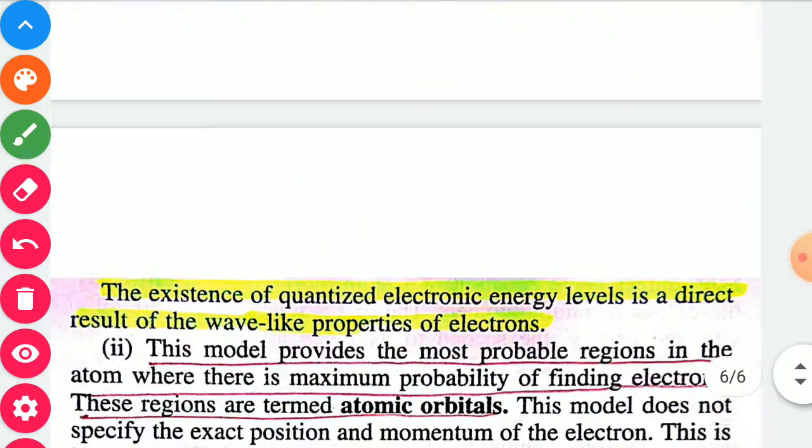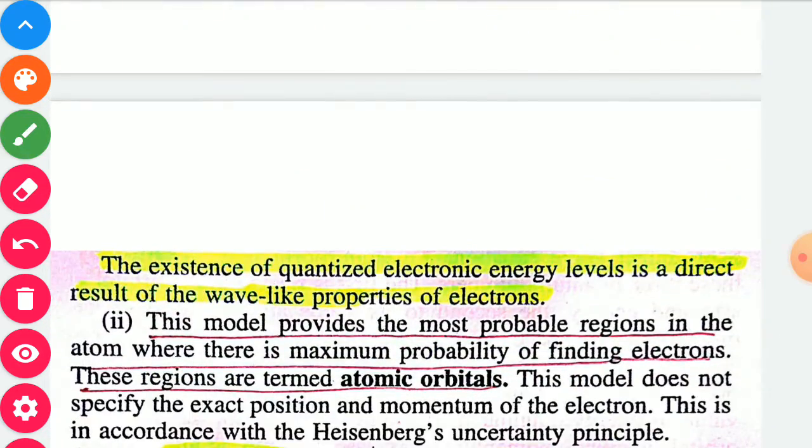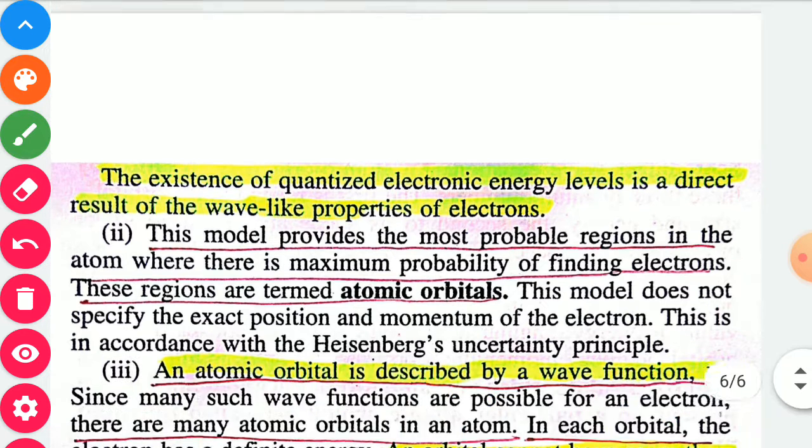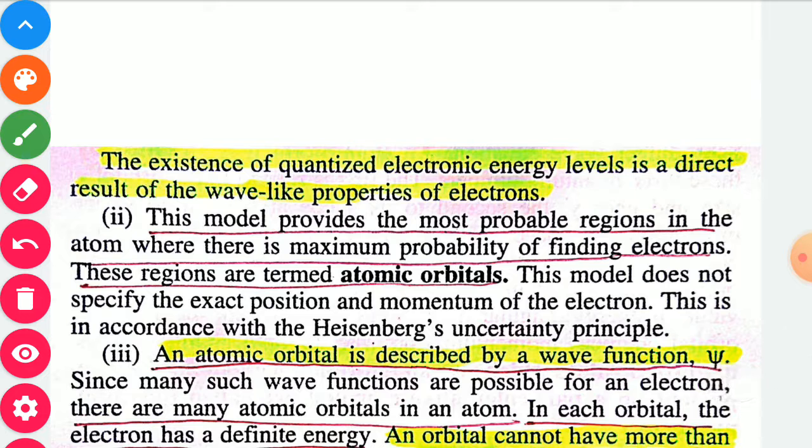The existence of quantized electronic energy levels is a direct result of the wave-like properties of electron. This model provides the most probable region in the atom where there is maximum probability of finding electrons, which is also known as atomic orbital. These regions are known as atomic orbitals. This model does not specify the exact position and momentum of electron. This is in accordance with the Heisenberg uncertainty principle.